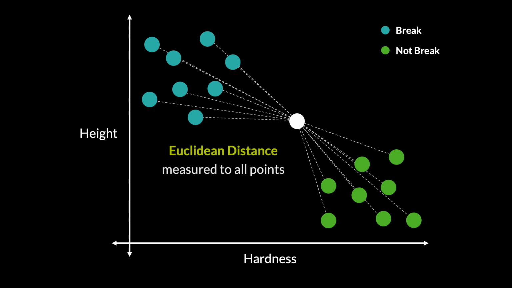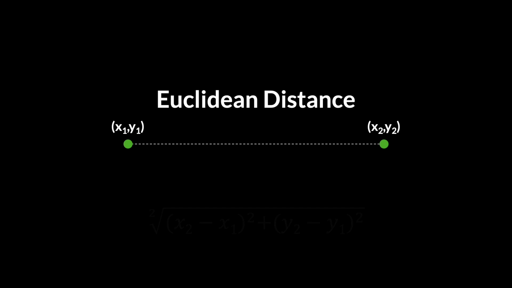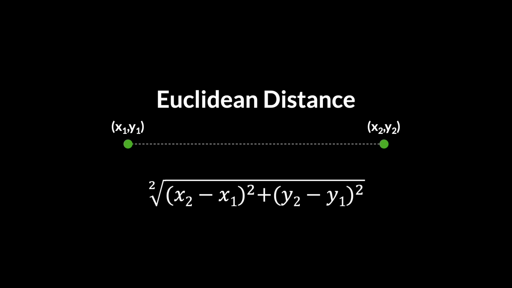The distance is measured using the Euclidean distance formula, which says that for 2 points (x1, y1) and (x2, y2) in a two-dimensional space, it looks something like this: the square root of the sum of the squared difference between the x coordinates x1 and x2 and the squared difference between the y coordinates y1 and y2.